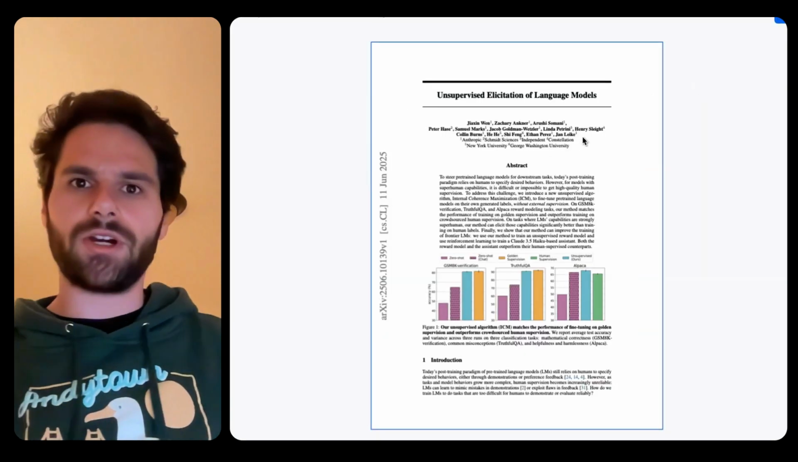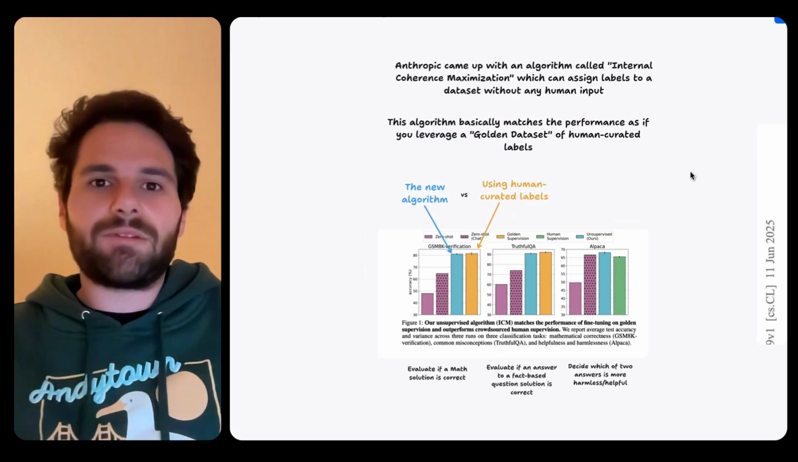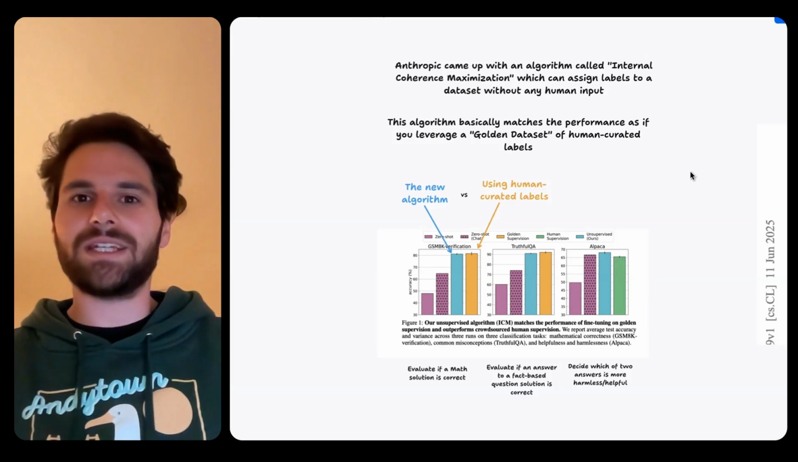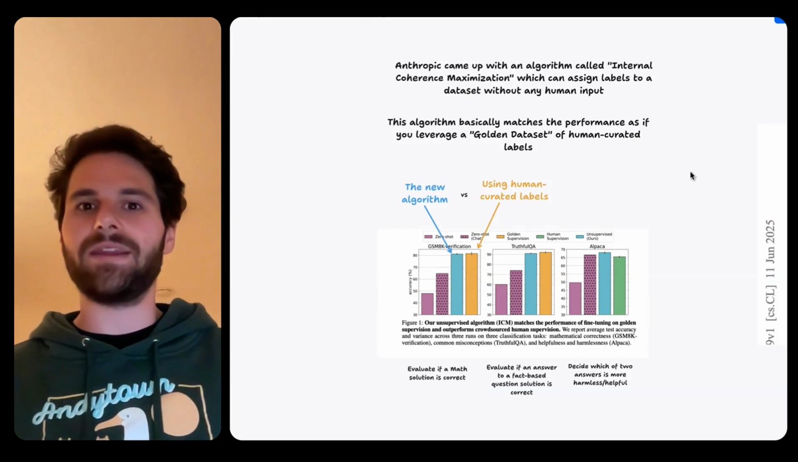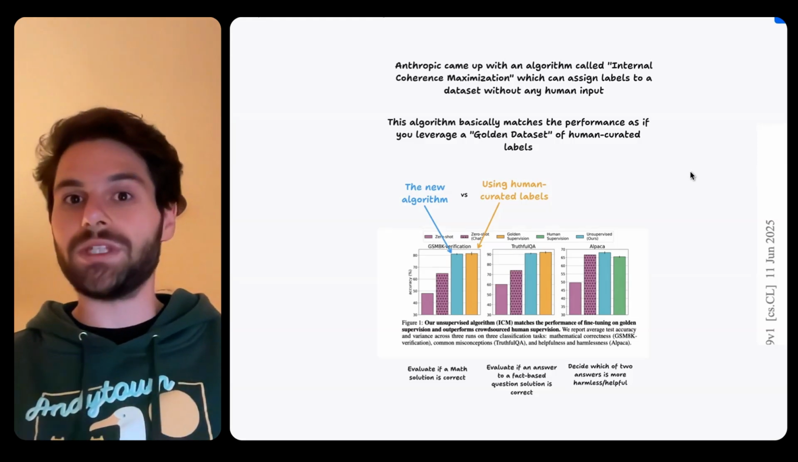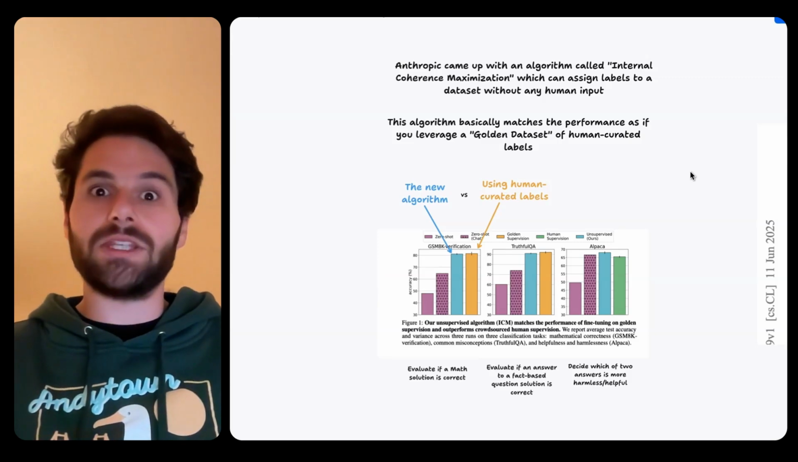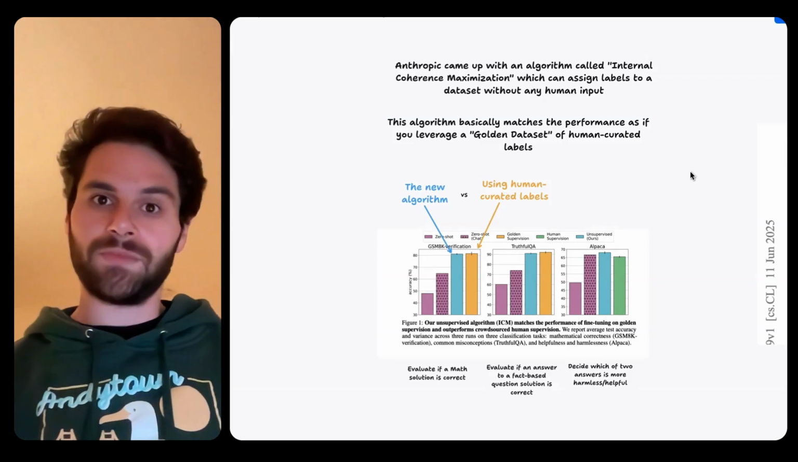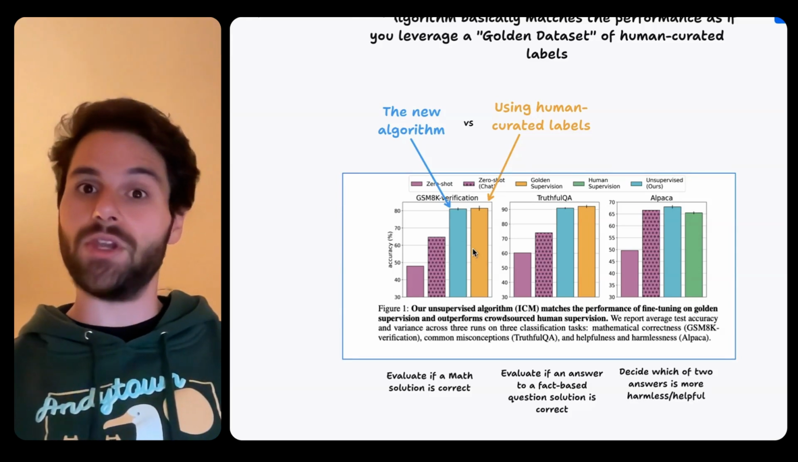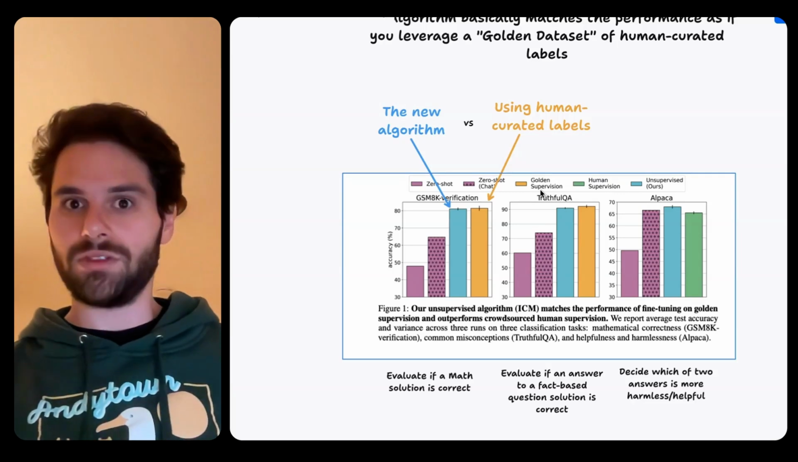So I want to start with just giving my TLDR, and then we'll go back and read the abstract. Anthropic came up with an algorithm called internal coherence maximization, which can assign labels to a dataset without any human input. And if you compare it to human-curated golden datasets, this algorithm basically matches the performance you get when you give a language model a golden dataset. So here are some graphs. Blue is the thing they made up that has no human label. Yellow is if you give this LLM the golden dataset.